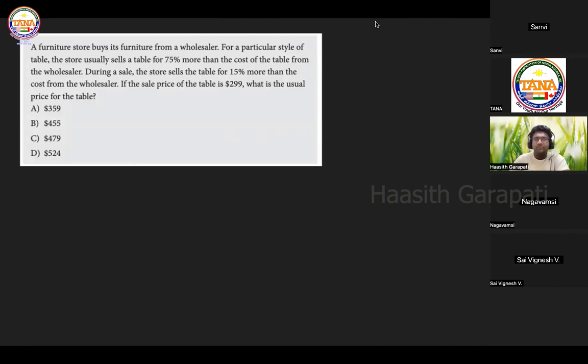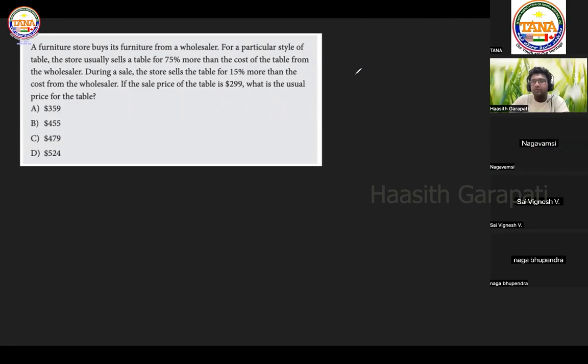Okay, so we have a furniture store, and they buy their furniture from a wholesaler. So these guys buy their furniture from another big producer, per se. And the store usually sells a table for 75% more than the cost of the table from the wholesaler. So whatever they got from the wholesaler, they sell it for 75% more in the store.